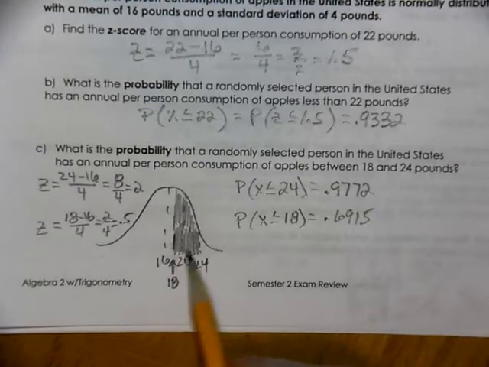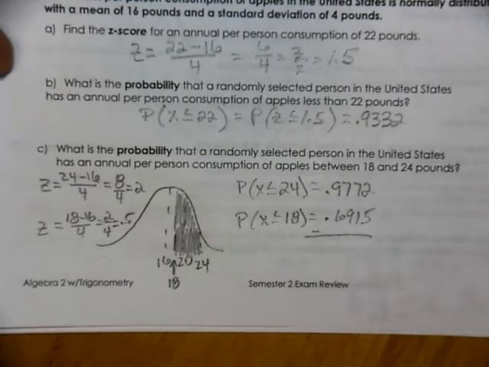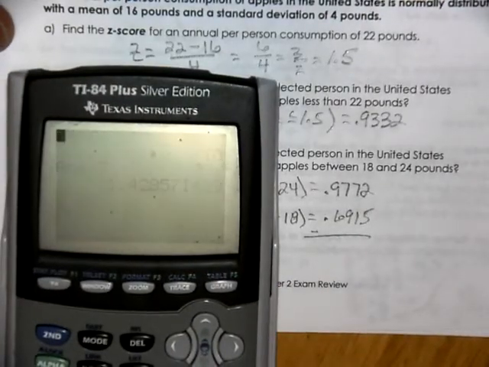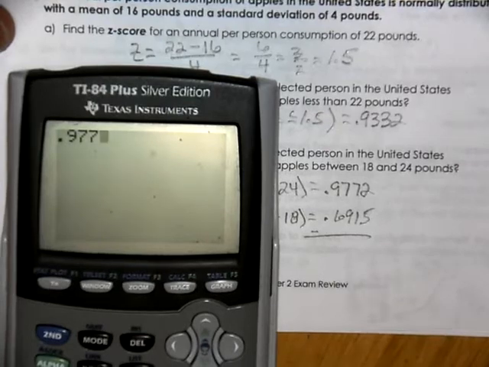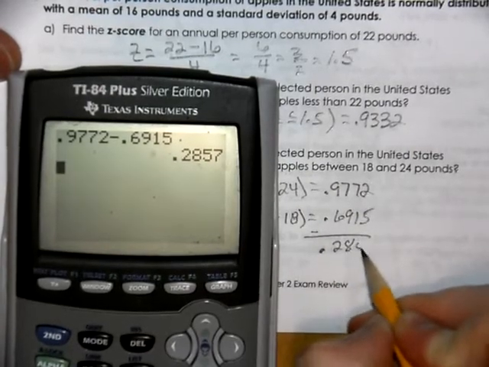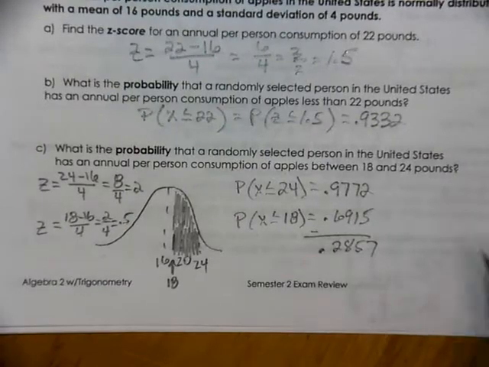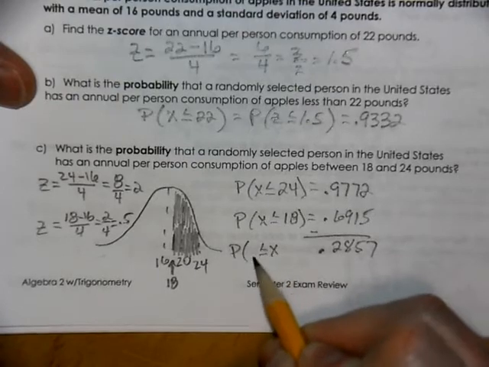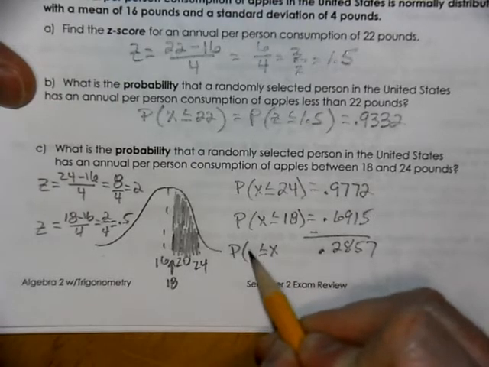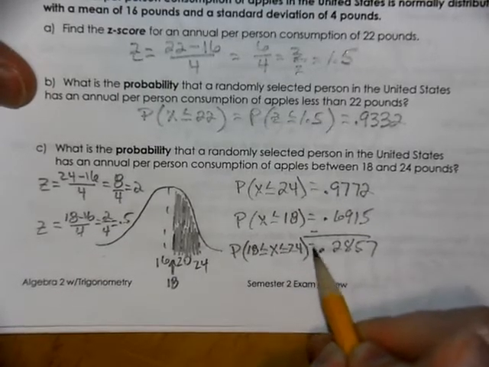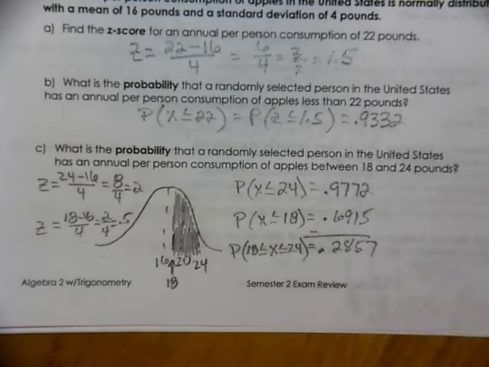Now, to figure out what's in between these two, we subtract our values. So the probability that we have a value greater than 18 but less than 24 is going to be this 0.2857.